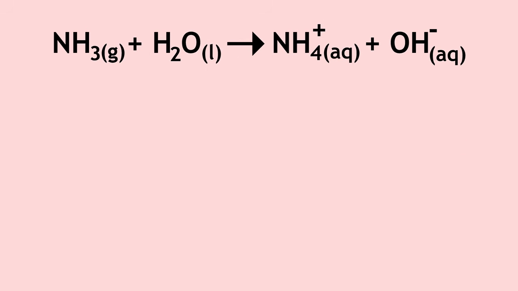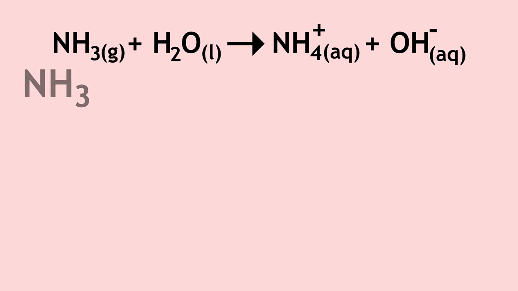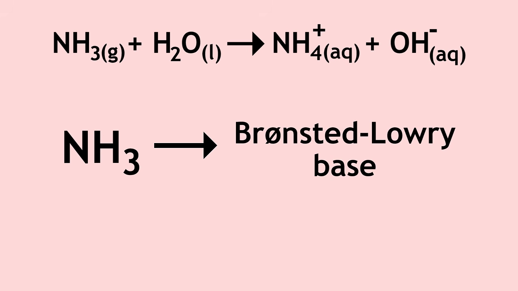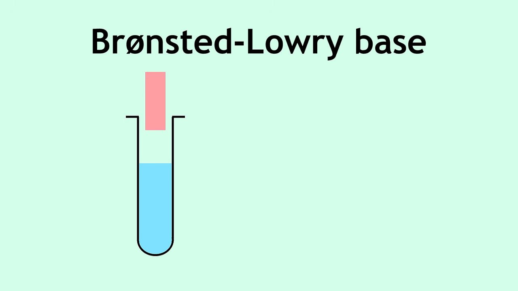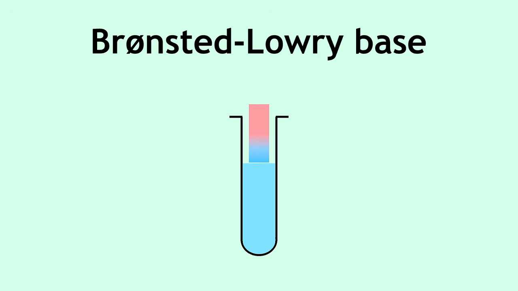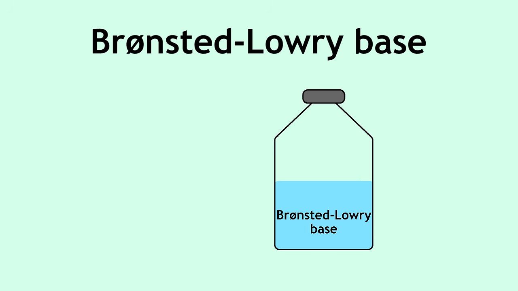In this example, water acts as a Bronsted-Lowry acid because it releases a proton. Ammonia acts as a Bronsted-Lowry base because it accepts a proton. So a base, according to the Bronsted-Lowry theory, does not need to have a pH greater than 7, or turn red litmus paper blue, or turn universal indicator solution or paper blue or purple. The only requirement is that it is able to accept protons.